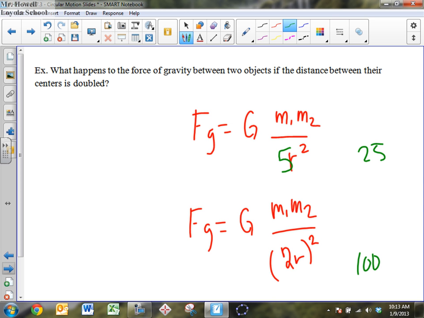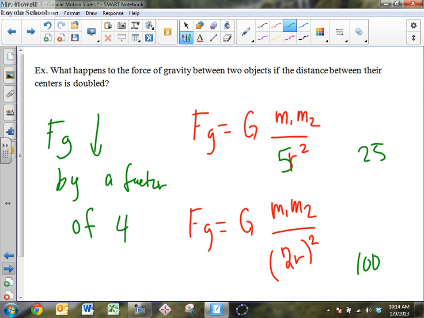So look at your denominator. What did the denominator go up by? A factor of? 4. So that means that we're dividing by something that's 4 times as big. So the gravitational force, Fg, reduces by a factor of 4. Why does it reduce? Because it's in the denominator that changed. Remember, think about it. If I have $20 and I split it between me and Jeff, we have $10 each. But if I split it between 4 of us, now we have only $5 each. So if the denominator gets bigger, your answer has to go down.